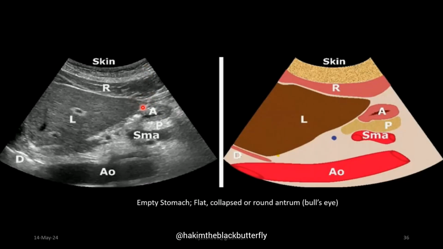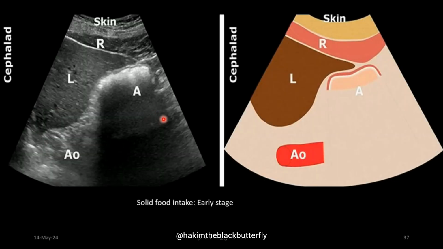If this patient has just taken food, there will be some solid contents within the antrum, and those solid contents are going to result in a shadowing effect, because solid contents may not allow the sound waves to go through to allow visualization of the posterior structures. So whenever there are such solid contents, such acoustic shadowing is going to be seen. This is a sign that this patient has just taken solidified food particles, and this is the early stage. The patient has just eaten a few minutes ago.